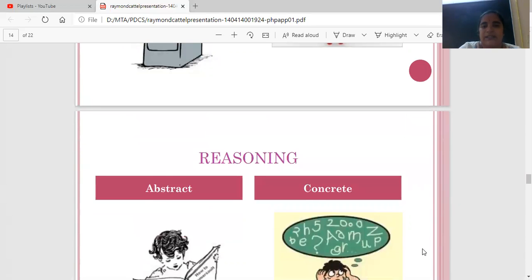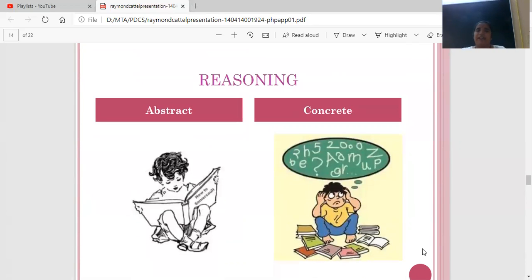Next, reasoning. You may be concrete in reasoning, or you may be abstract. Reasoning means you are able to think about good, bad, and logic. With abstract reasoning, you try to be very inquisitive and curious, so that there is flexibility to think anything. At the same time, they may think both things.